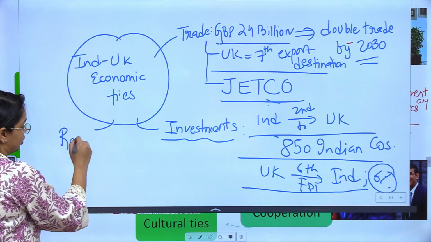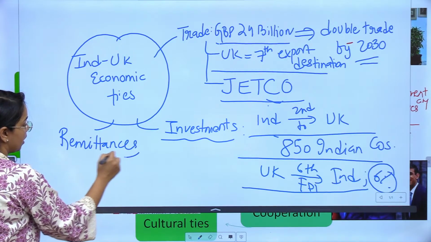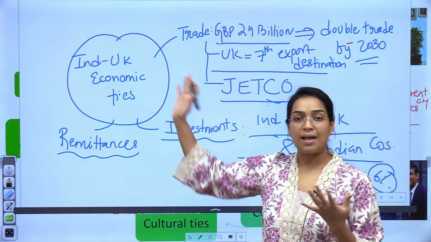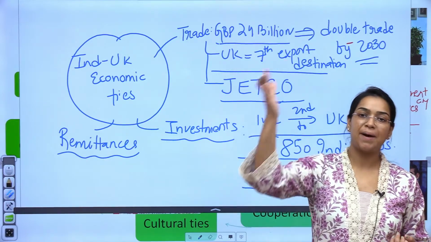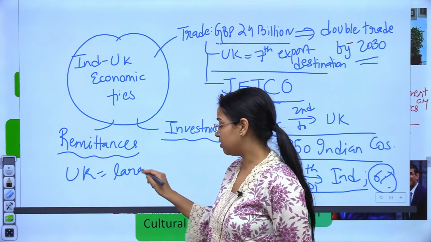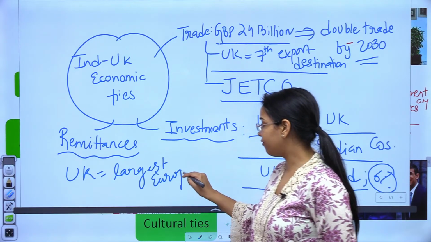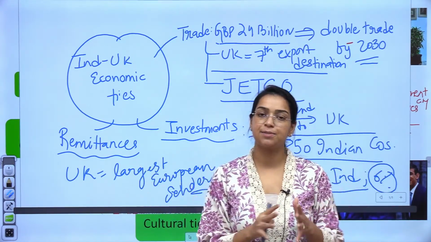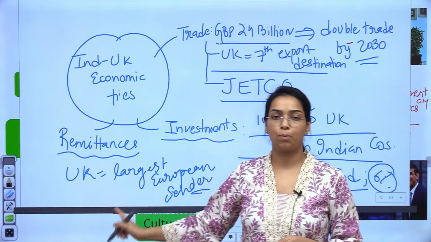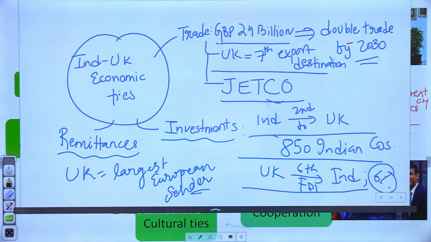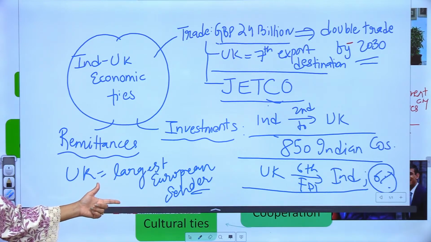The next limb of cooperation is remittances. Economic ties अगर आप देखें, India's large diaspora is working and living in UK, and hence the remittances, the money sent by this diaspora to India, are also huge, right? So UK forms the largest European sender of remittances to India. यूरोप की कंट्रीज में अगर आप कंपेयर करें, UK is the largest European region to send remittances back to India, right? So in that way also the economic ties are very significant, because India is receiving a lot of money in the form of remittances, right?